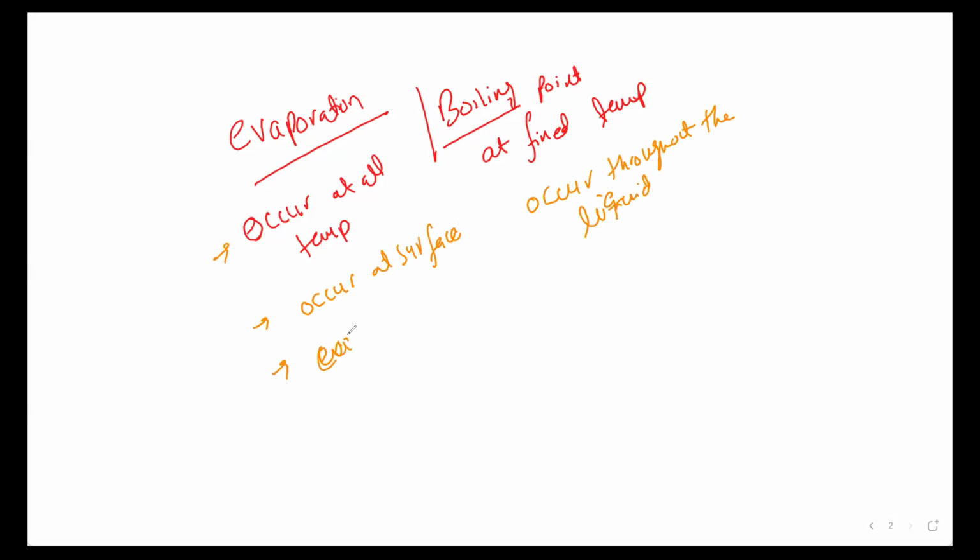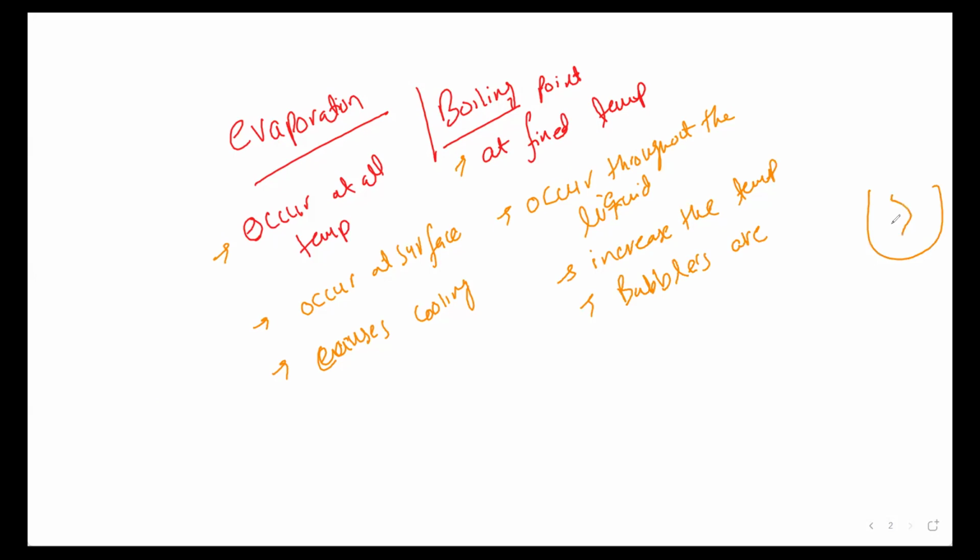Evaporation causes cooling, whereas boiling would increase the temperature of the surrounding. And when boiling occurs, bubbles are produced. We'll see the bubbles going up the liquid when boiling is occurring. And last is change of state. Boiling, we already have discussed, occurs at the fixed temperature.